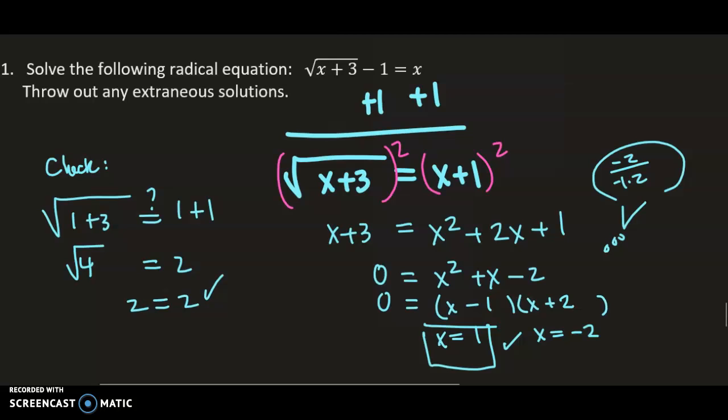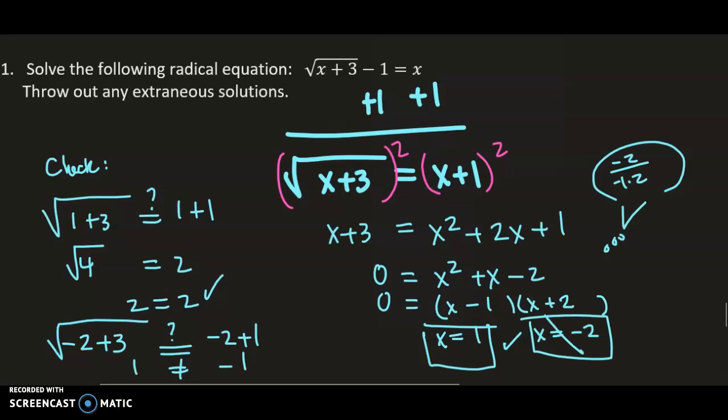Let's check x equals negative 2. So negative 2 plus 3 under the radical, is that equal to negative 2 plus 1? Right-hand side is equal to negative 1, left-hand side is equal to 1. Not equal. No good. Throw that solution out. So the only solution is x equals 1.